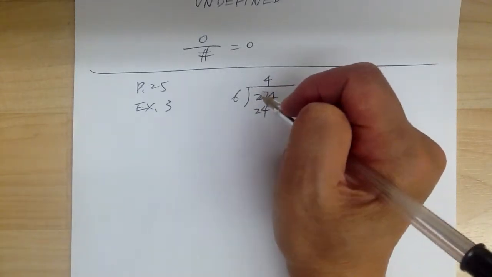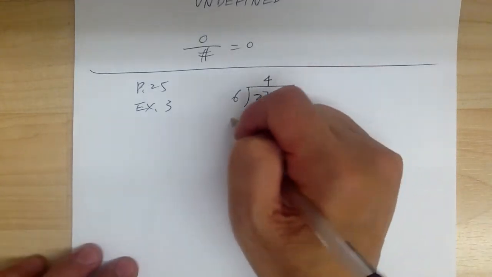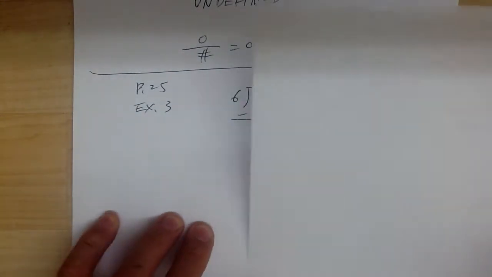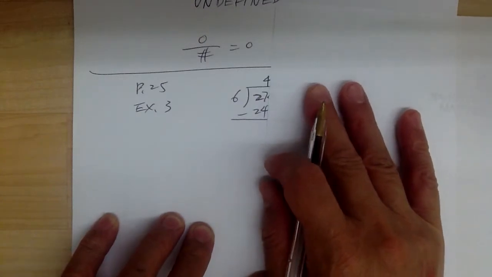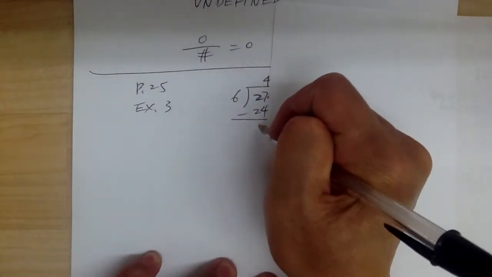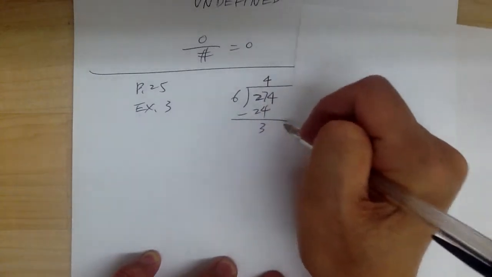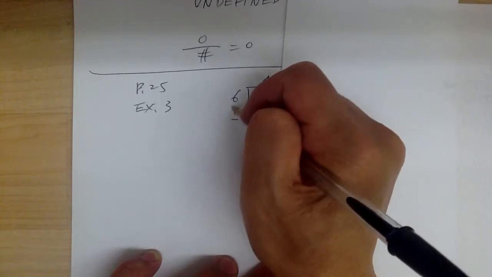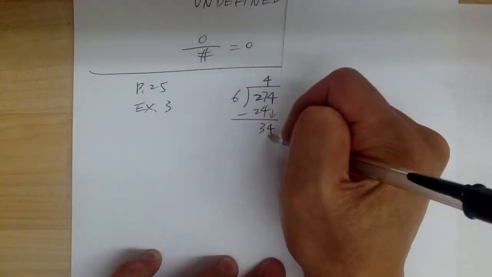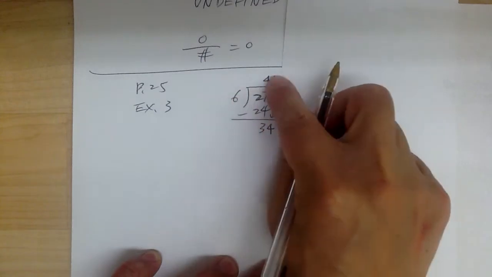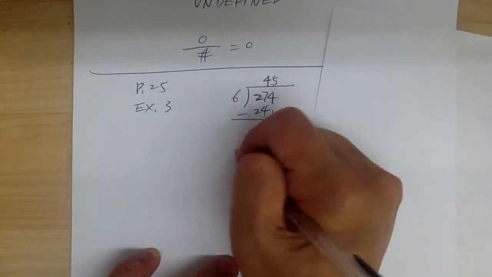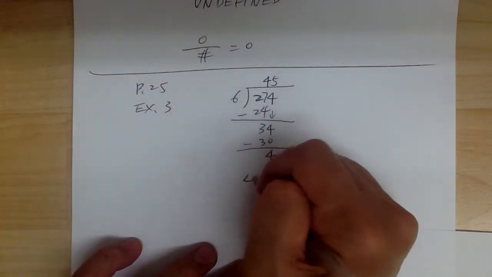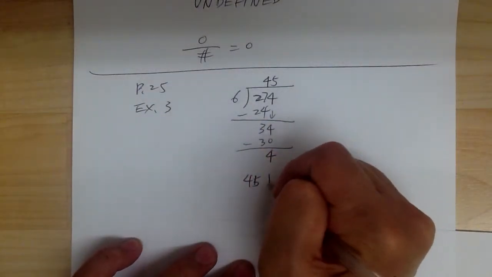Then you draw the line and put a subtraction sign there to remind you it's a subtraction. You can cover up the additional number so you don't get distracted. 27 minus 24 is 3. After you subtract, you drop the next digit. Now 34 divided by 6. Again, you figure out what number you can multiply to get close to that. The answer is 5, since 6 times 5 gives you 30. Subtract, and that's 4. So in this case, your answer would be 45 with a remainder of 4.